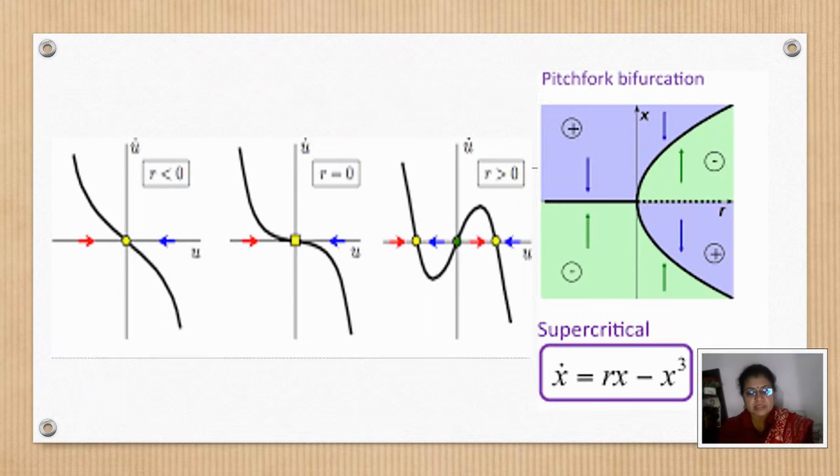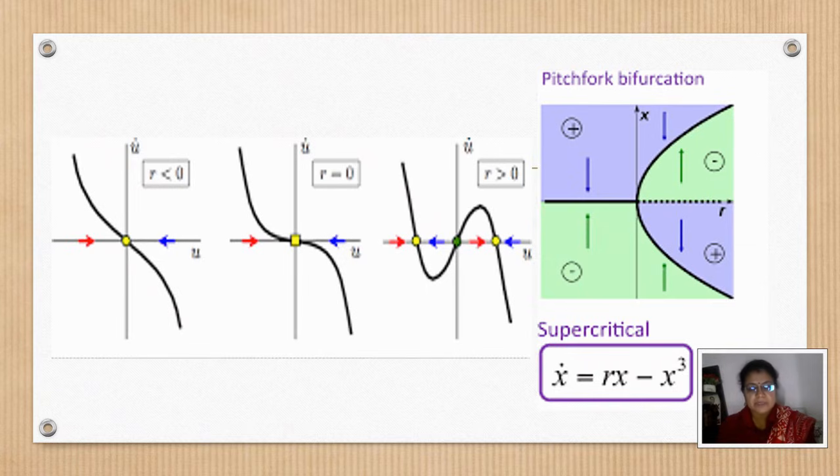So let us analyze this behavior with the help of phase portraits and the bifurcation diagram. Very clearly explained here. At x star is equal to 0, what did we get? We got one stable and one unstable fixed point when r underwent a transition from less than 0 to greater than 0. The stable fixed point is denoted by a yellow circle, and this is an unstable fixed point denoted by a green circle, right?